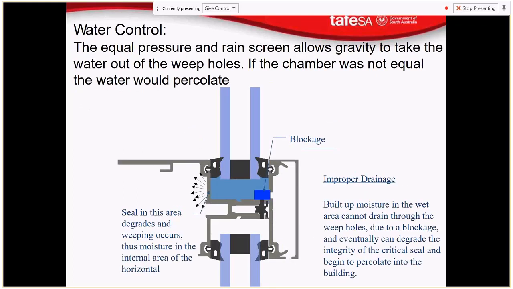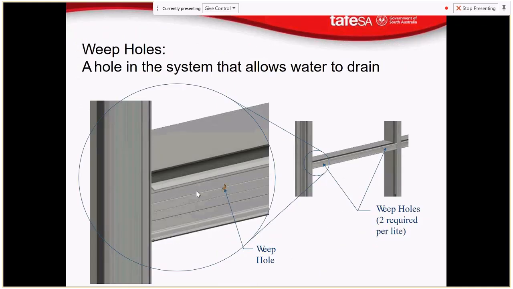Or if our weep hole becomes blocked, then we can get greater pressure happening in here, and that will end up helping that seal become compromised. So if the seal in this area degrades and weeping occurs, thus moisture in the internal area of the horizon. So weep holes hold the system, allows water to drain. So 2 weep holes required per light glazing.